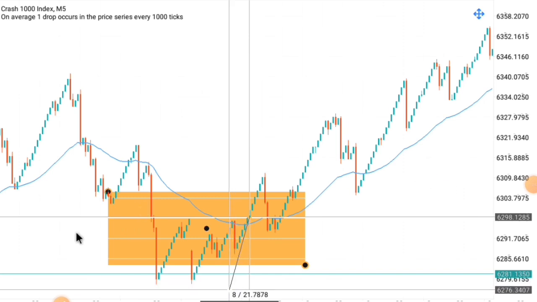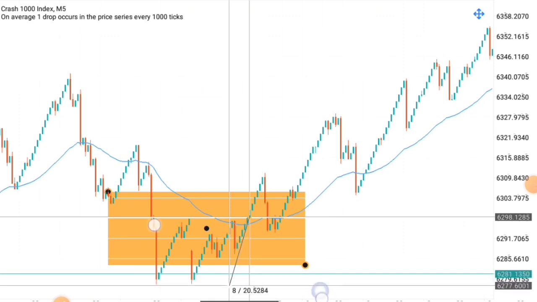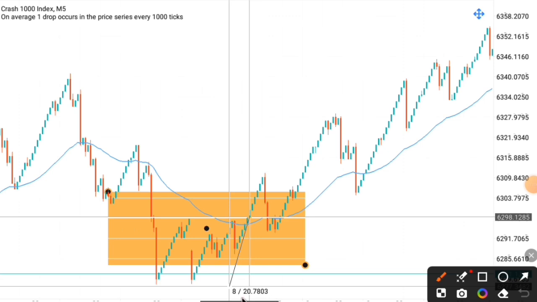Look at it. If you use 1.0, which is a very large lot size, you would have only risked $20. That would have been your risk in this trade. Just $20. Look at it here. This is what I'm showing you. $20. That would have been your risk.